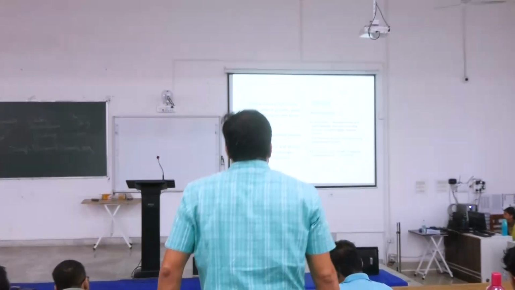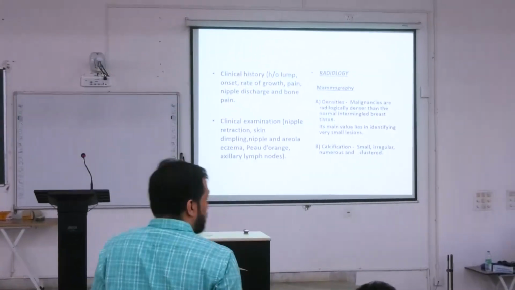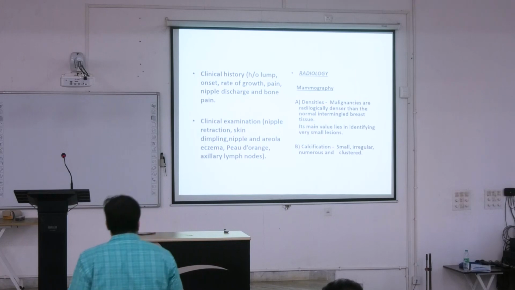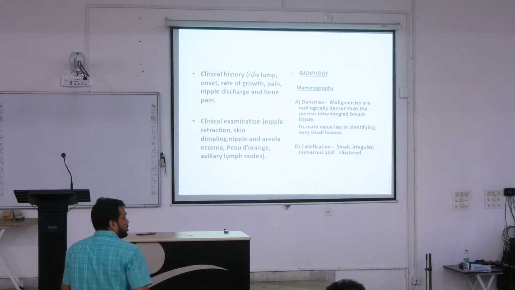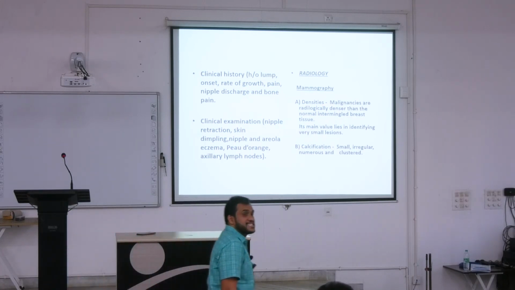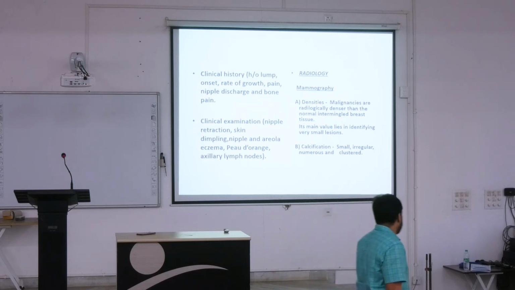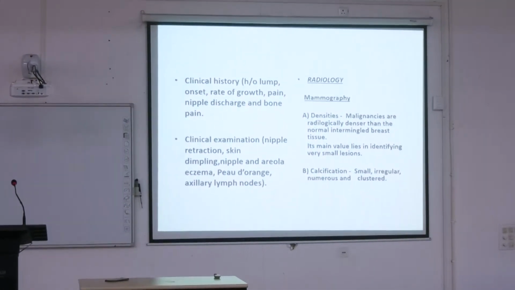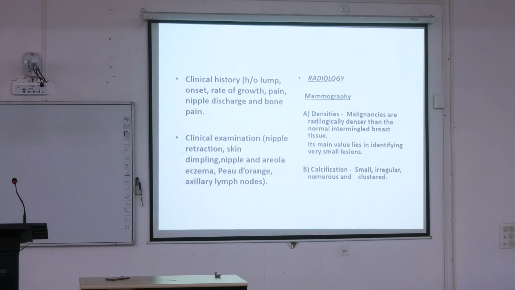So, this is what I have been telling you. Clinical history: history of lump, onset, rate of growth, pain, nipple discharge, any bone pain, and all. Then clinical examination: look for skin, nipple retraction, skin dimpling, look at the nipple and areola, eczema, peau d'orange appearance, axillary lymph node status, all these things. Just remember the name. And then you go for mammography, densities.